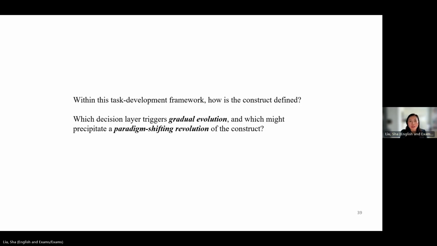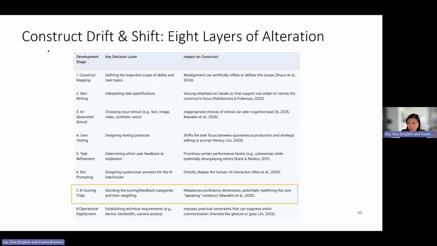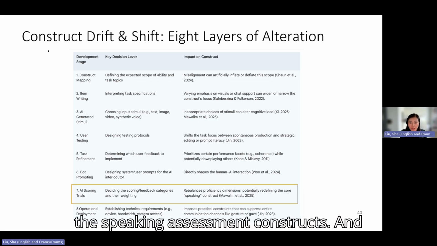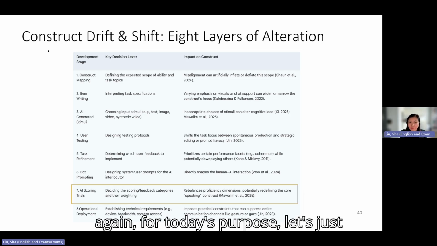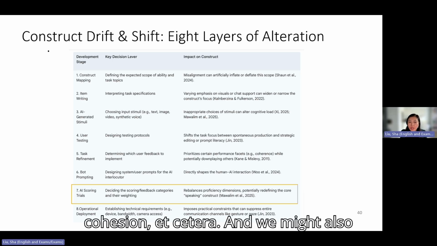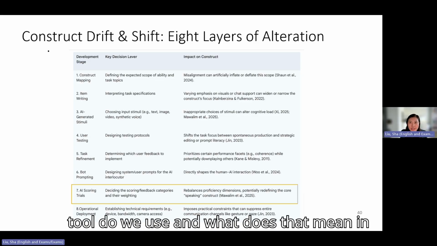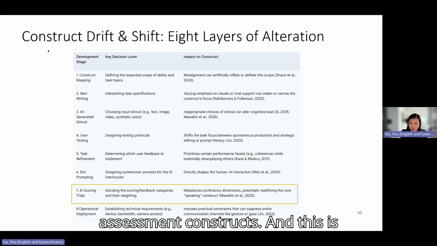And this is a summary of the previous research, which has already pointed to the possible directions where we might need to be cautious, especially when we want to ensure the speaking assessment constructs. And again, for today's purpose, let's just focus on one of them. When we use AI scoring tools to evaluate speaking performance, we might really need to rebalance the proficiency dimensions, for example, grammar, vocabulary, cohesion, etc. And we might also need to consider potentially redefining the core speaking construct in our own AI-mediated speaking context. Which tool do we use? And what does that mean in terms of our definition of the speaking assessment constructs?